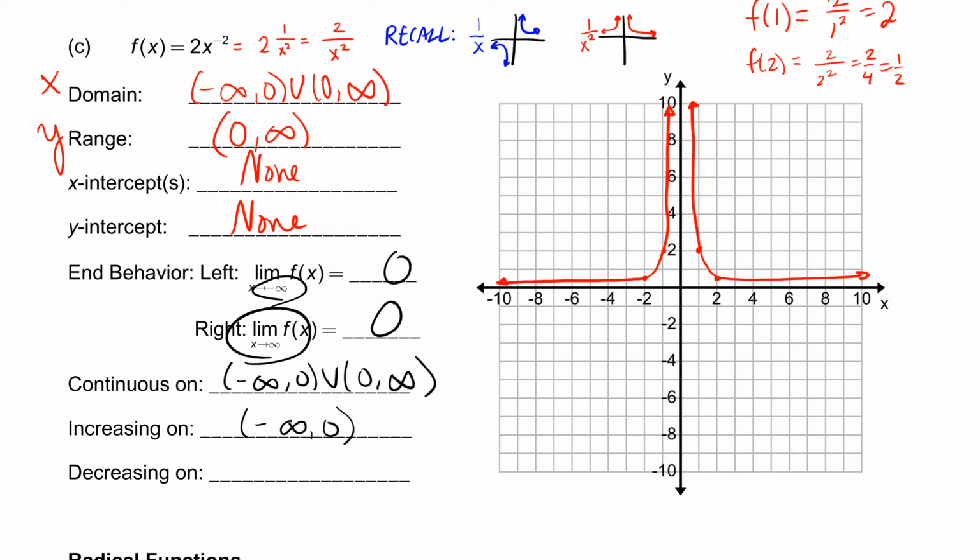To 0? Yeah. Because from the left side, negative infinity all the way to 0, it's increasing. And then Rocky, where is it decreasing? 0 to infinity. It's going down.